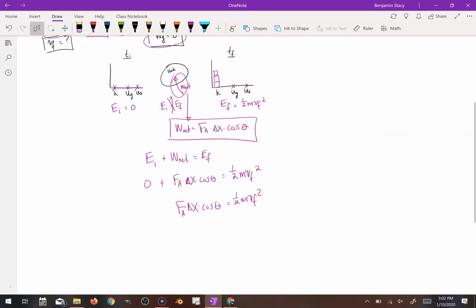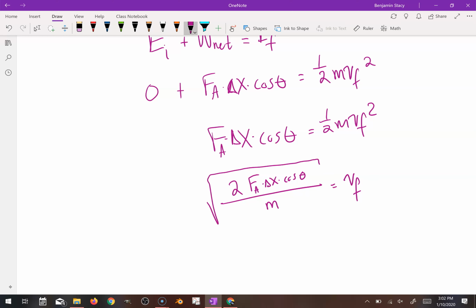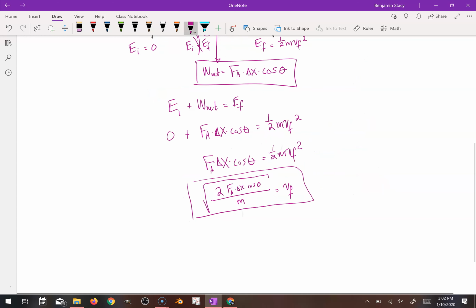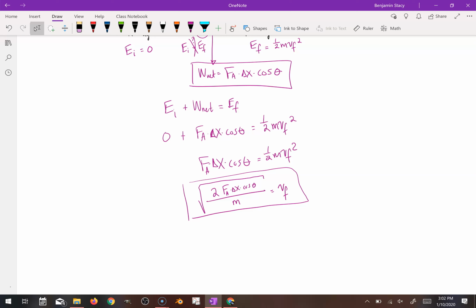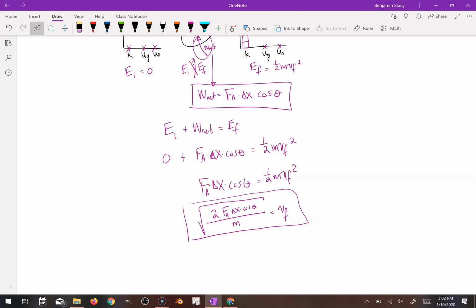And then if we ask, what's the final velocity? Can we solve for that? Yeah, I've got twice FA times delta x times cosine theta divided by m is v final squared. Oh, gotta take the square root. There we go. That's how fast the block is moving after it has traveled that distance delta x. It's the square root of twice the applied force times that distance times the cosine of the angle between the applied force and that displacement vector, divided by the mass of the block.